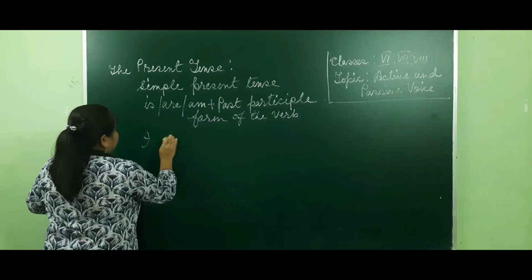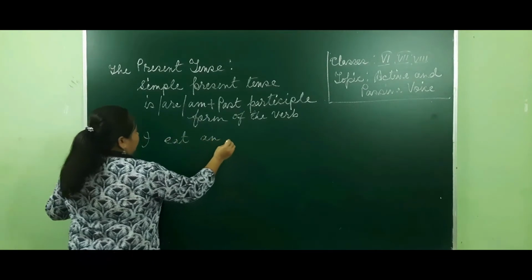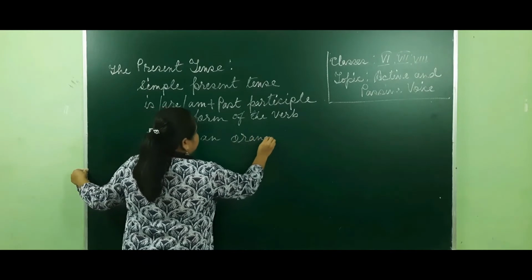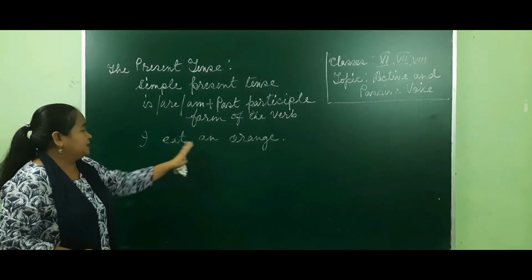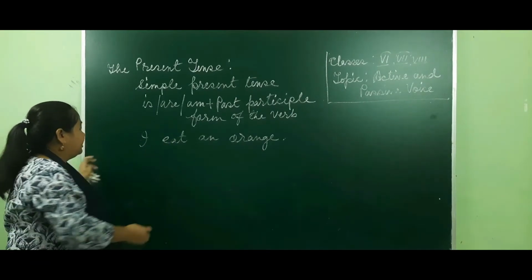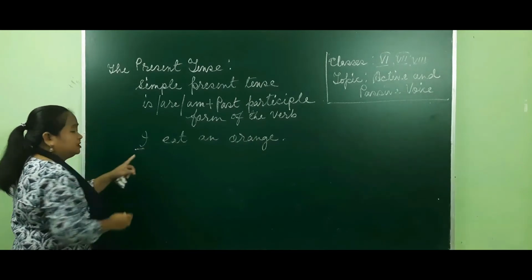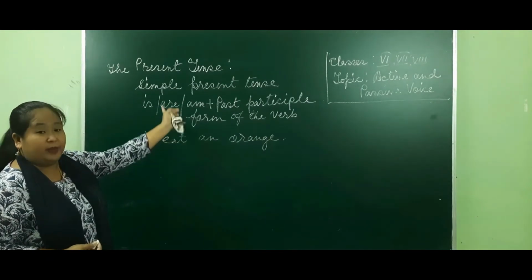I eat an orange. Okay, this is an active voice. This sentence is in active voice because I is the subject. The subject is the doer of the action, right? So now let us change to passive voice.